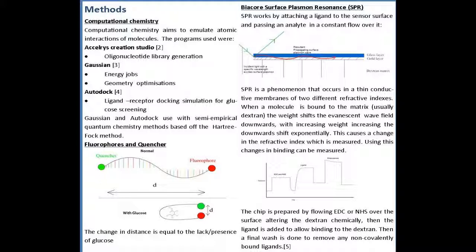In order to reduce computational error, a select amount of oligonucleotides from Accelrys was fed into Gaussian, with a geometry optimization run on them. This was to confirm that the oligonucleotides generated were of sufficient quality to enable further investigation. Further investigation was done using AutoDock to simulate ligand-receptor docking. The oligonucleotide library was then used in AutoDock to investigate interactions between the glucose and the DNA aptamer.